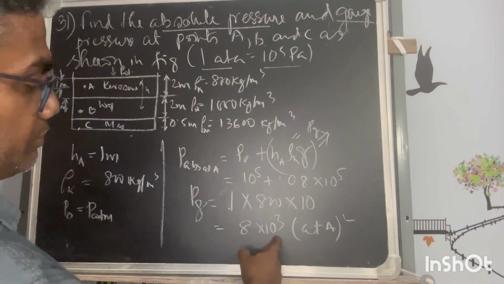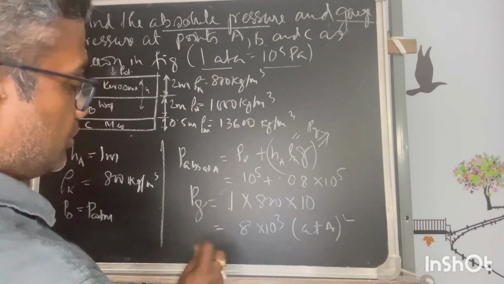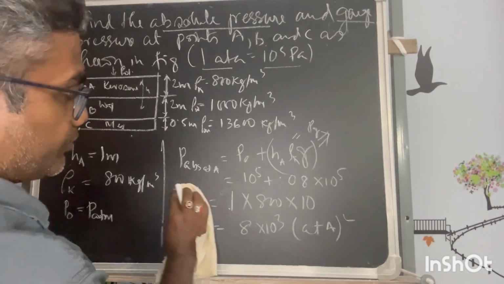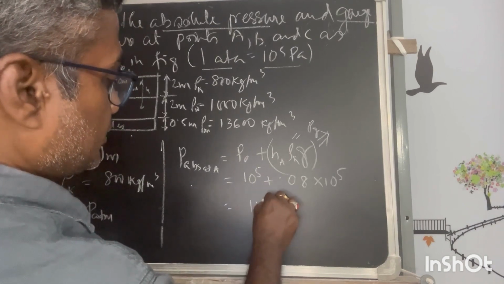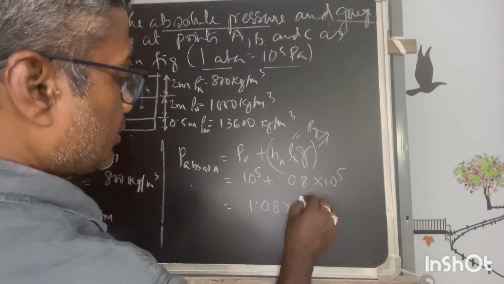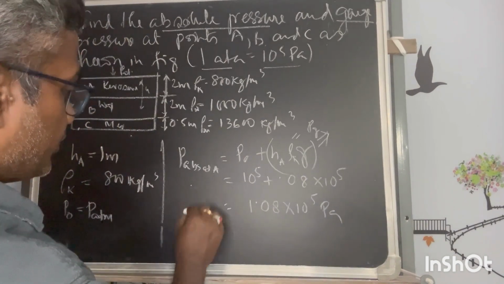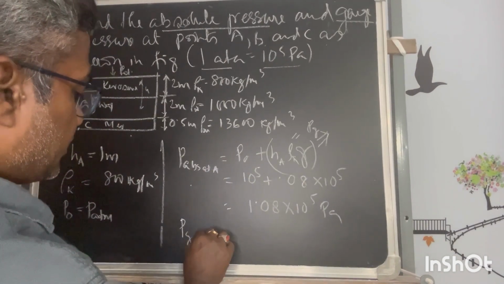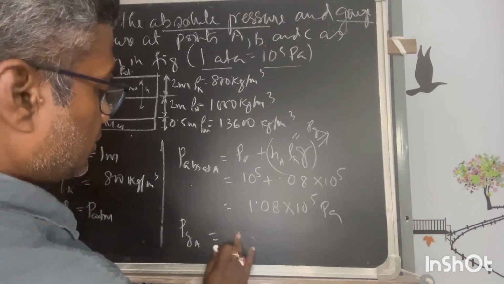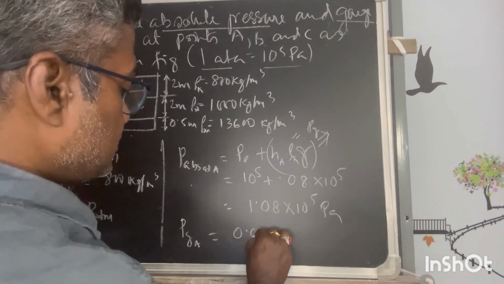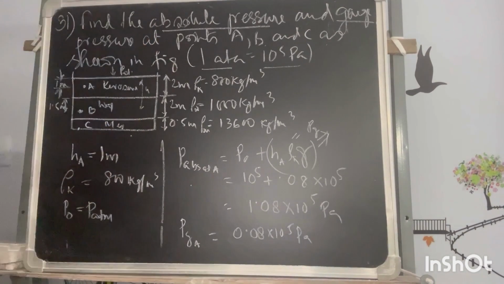Okay, Newton per meter square, that is Pascal. I am converting into 10 to the 5, that means 2 decimal will go here. So your gauge pressure is this, and your absolute pressure is 1.08 into 10 to the power 5 Pascal. Okay, so for A point, this is the absolute pressure, and gauge pressure at A is equal to how much? 0.08 into 10 to the power 5 Pascal. So the A part is gone.